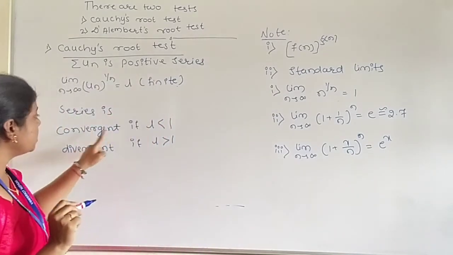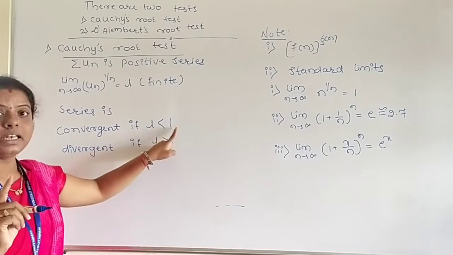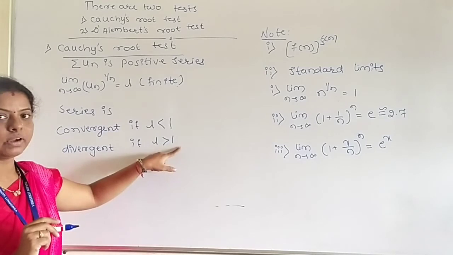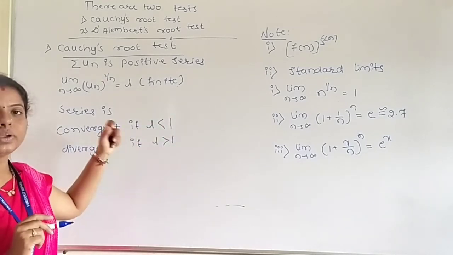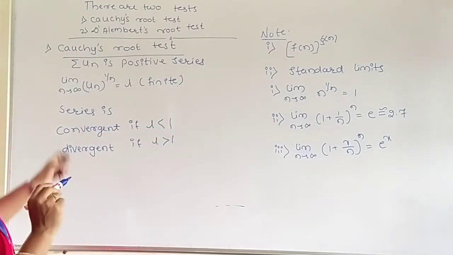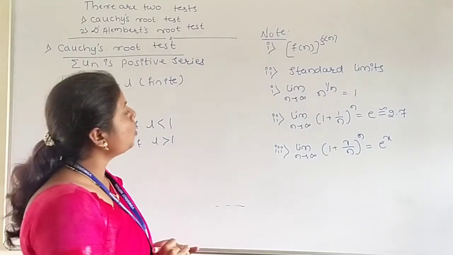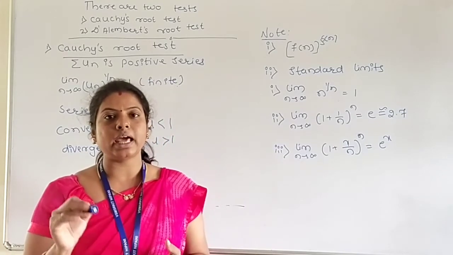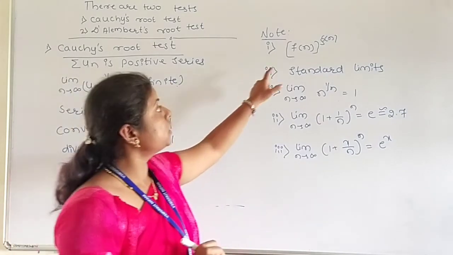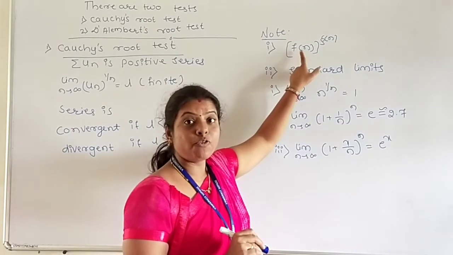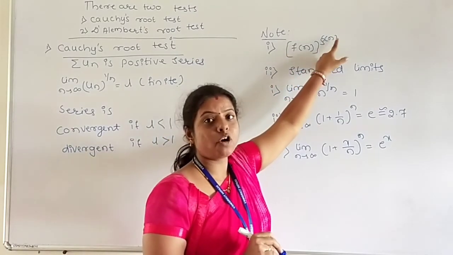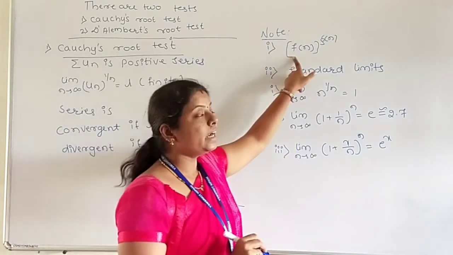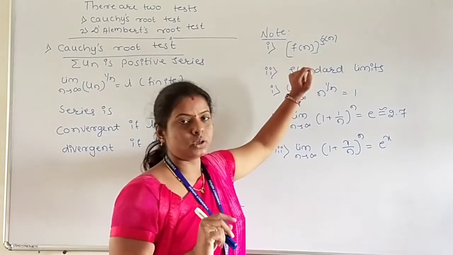A series is convergent when L is less than 1. The series is divergent when L is greater than 1. Based on these conditions, we test our series for Cauchy's root test. For note, how do we recognize whether to apply Cauchy's root test or D'Alembert's ratio test? If the function f of n has the power of n, then you have to apply Cauchy's root test.